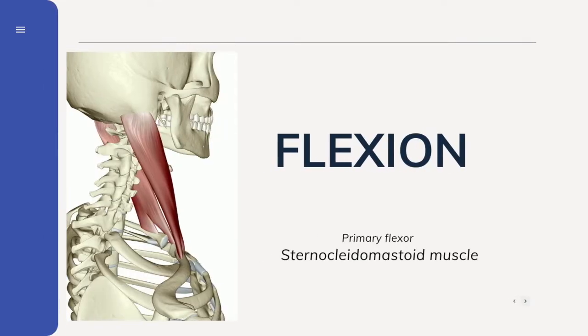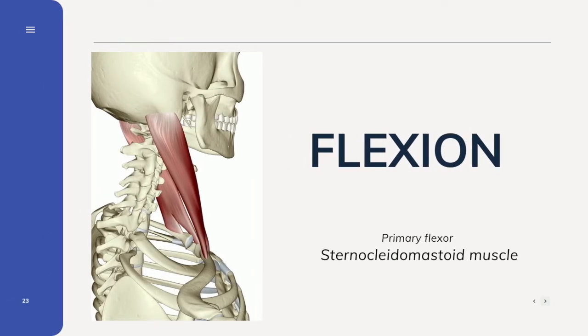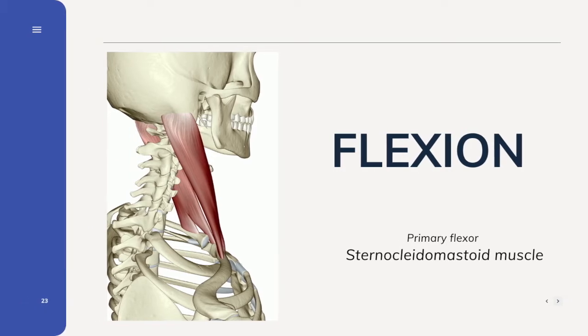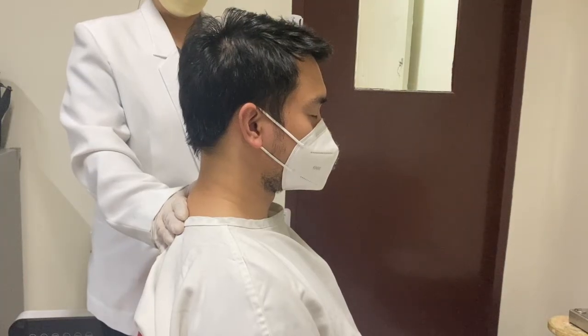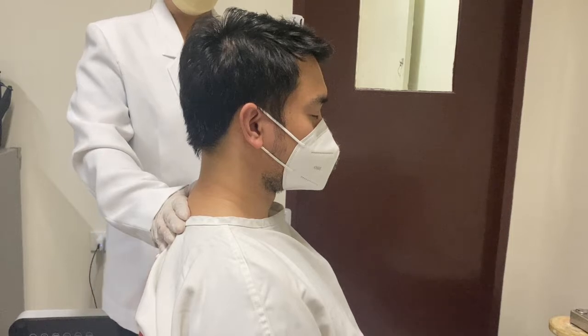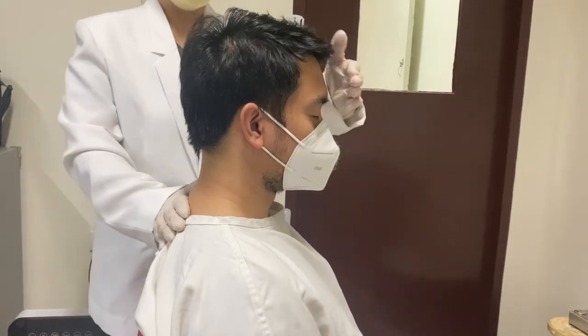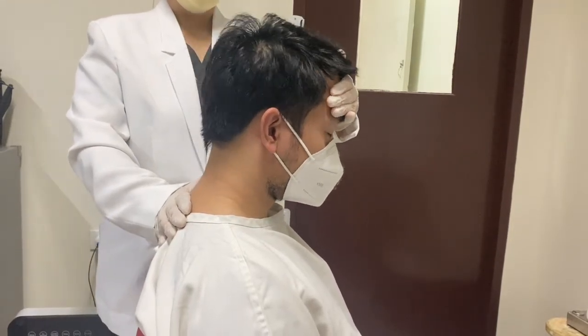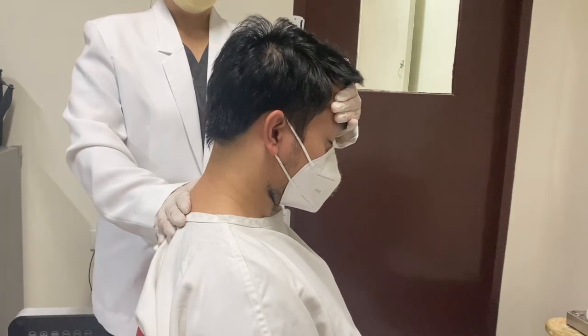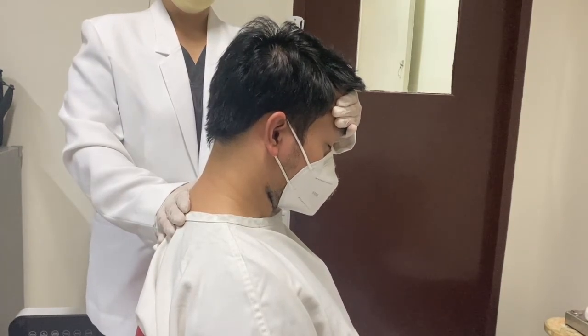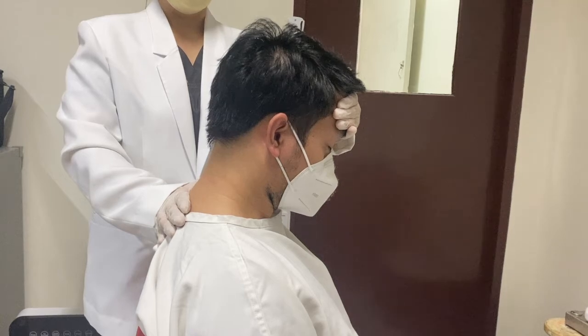The first motion we will test is that of flexion. The primary flexors of the cervical spine are the sternocleidomastoid muscles. To examine resisted neck flexion, stand to the side of the patient. Place one hand on the patient's forehead and the other on the posterior neck. Direct the patient to flex the neck by retracting the chin and pushing the forehead into your hand. Resist the motion.